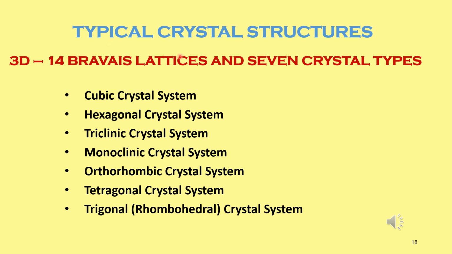And the crystal structure in three dimensions has 7 crystal types and 14 Bravais lattices. So there are cubic, hexagonal, triclinic, monoclinic, orthorhombic, tetragonal, and trigonal. These are the 7 crystal systems. So all the crystalline materials can be defined in these 7 crystal systems.